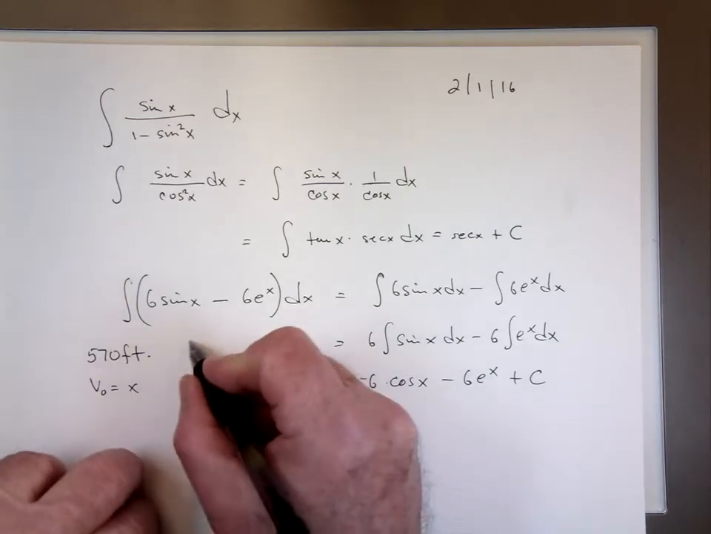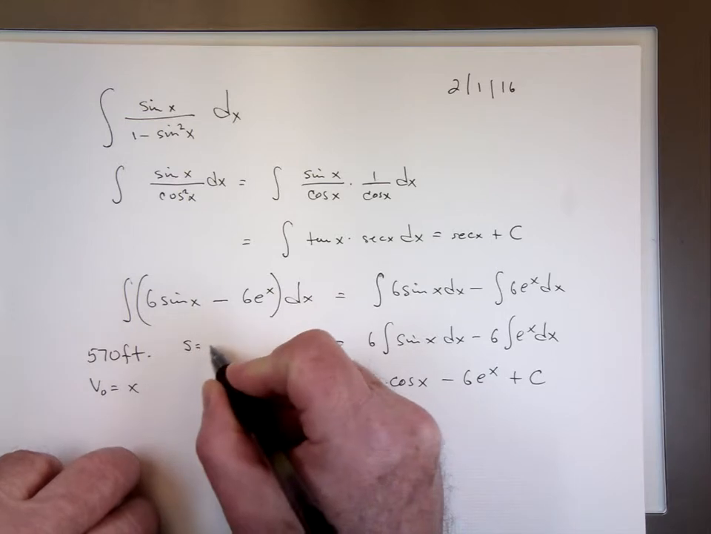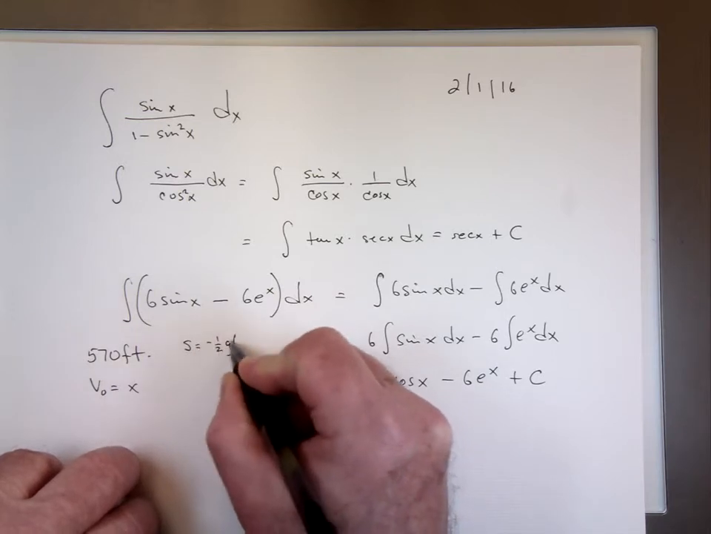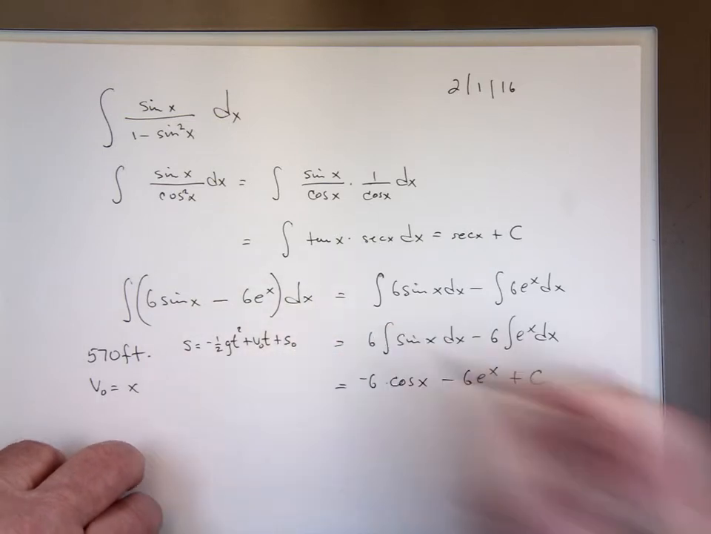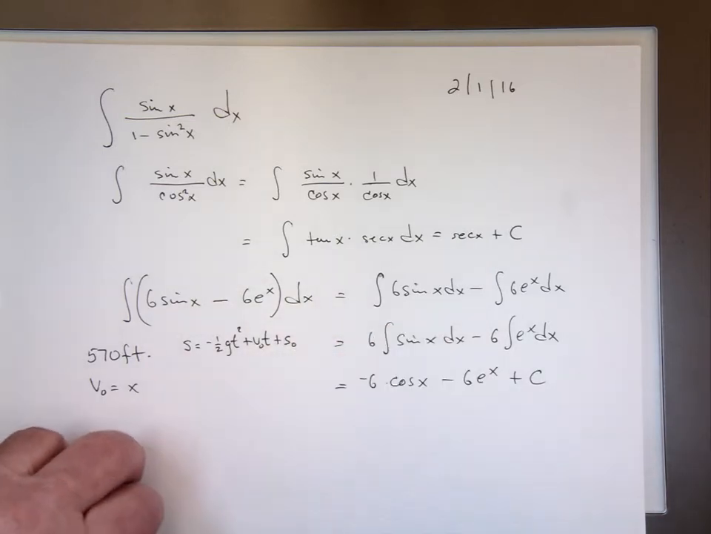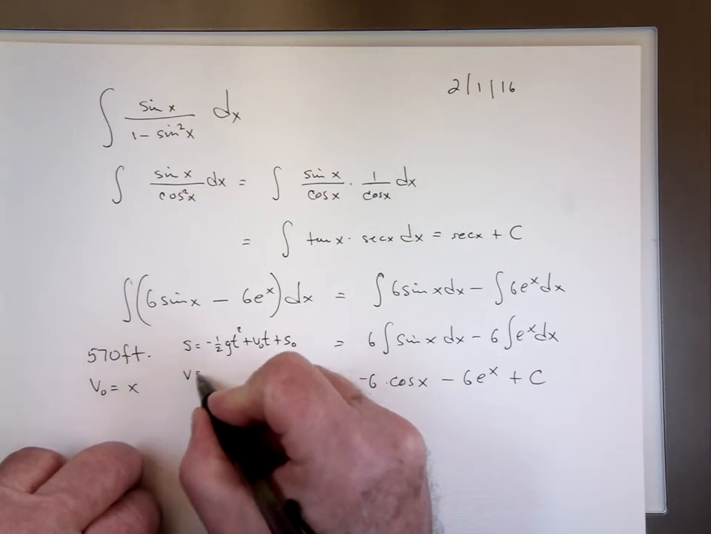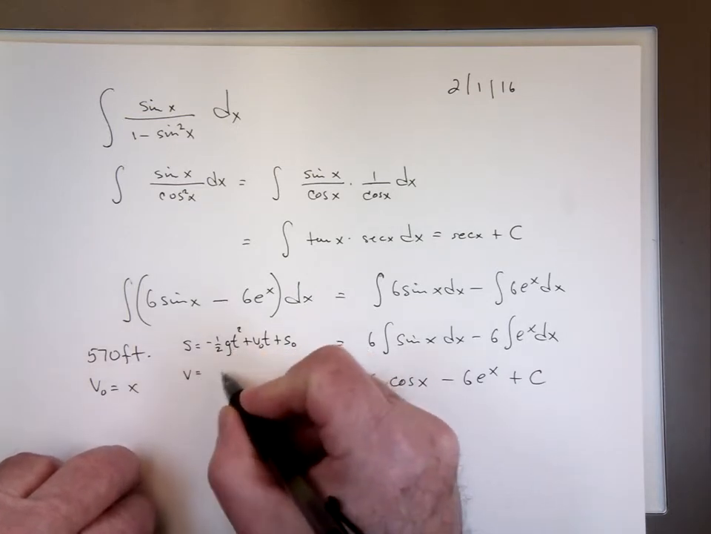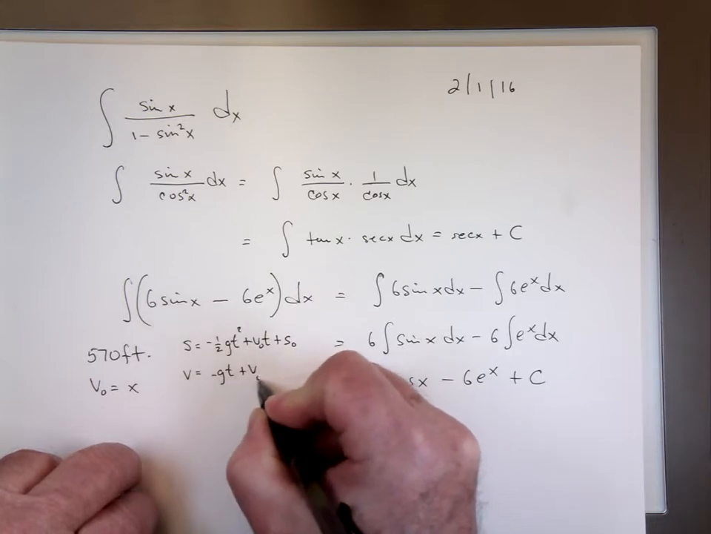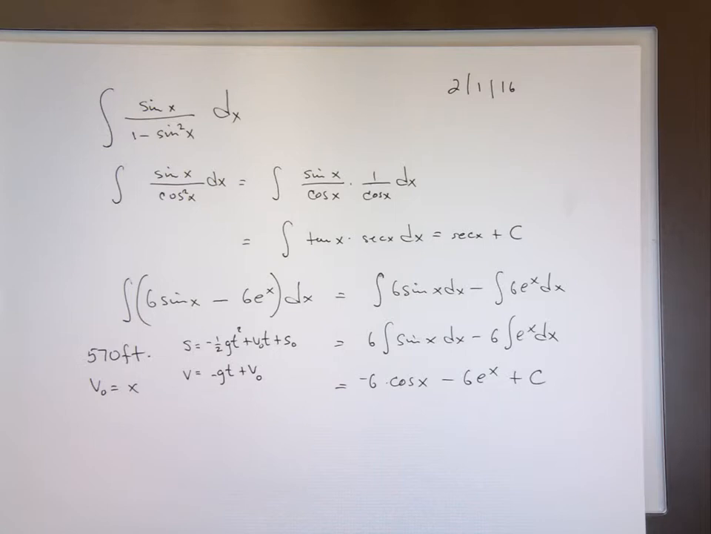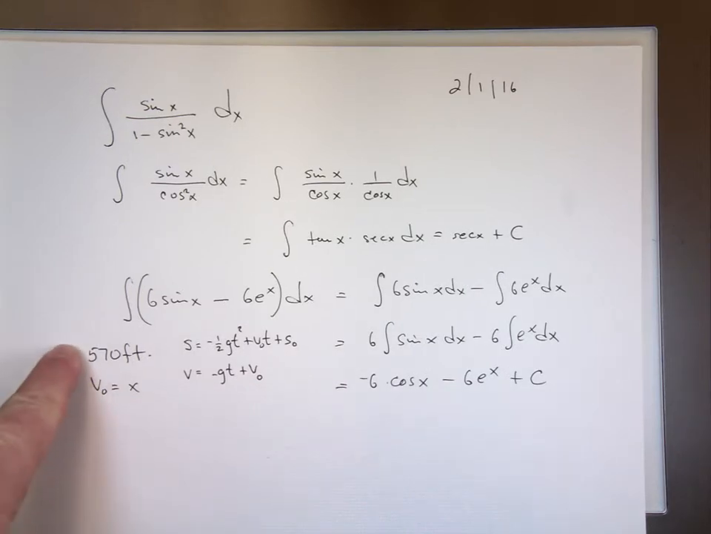We know that position at any time t is equal to negative 1/2 gt squared plus v sub naught t plus s sub naught. That gives you your position at any time t. The velocity is equal to negative gt plus v sub naught. Knowing that, we want to find this initial velocity, v sub naught, so that the maximum height is 570 feet.